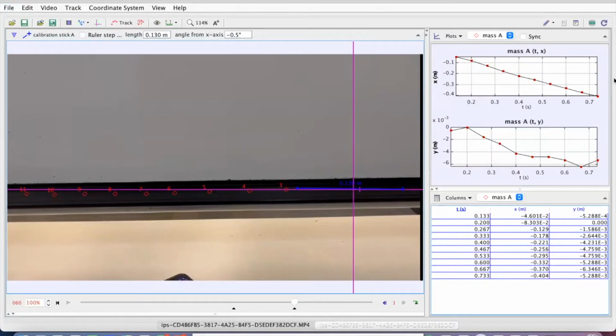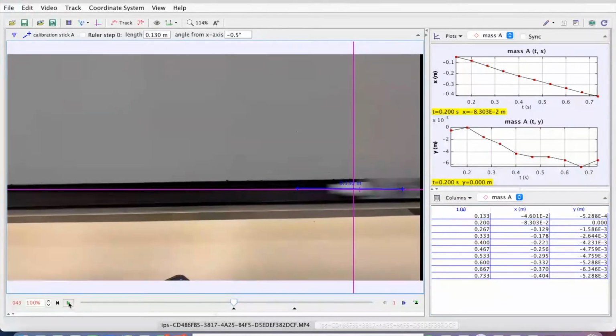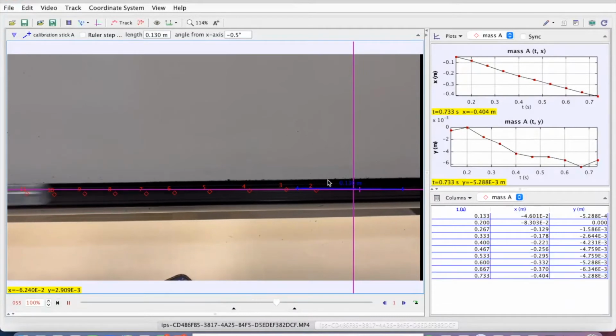The graph resulted in a linear negative sloping line, and the reason behind this is that, as we can observe, the bottle is moving from right to left. So it's moving towards the negative x-axis. And that's the reason why we have a graph with a negative velocity.